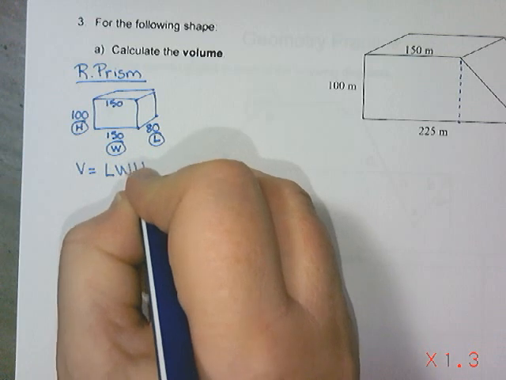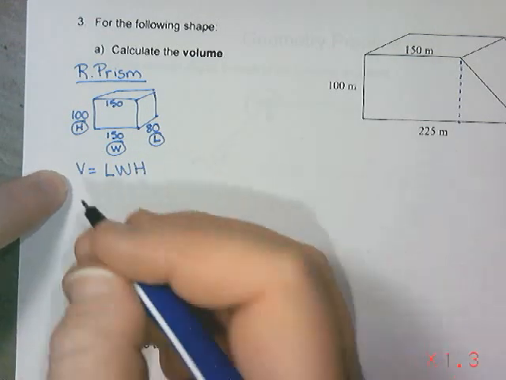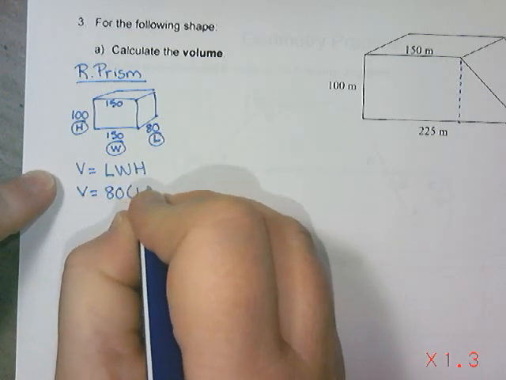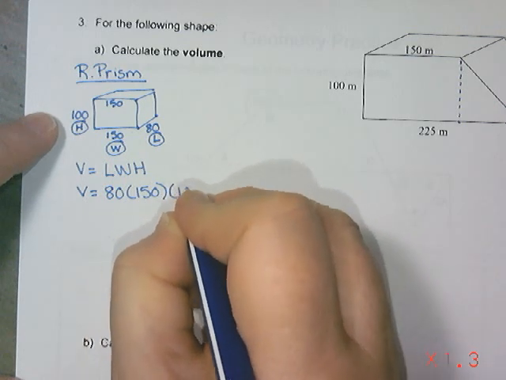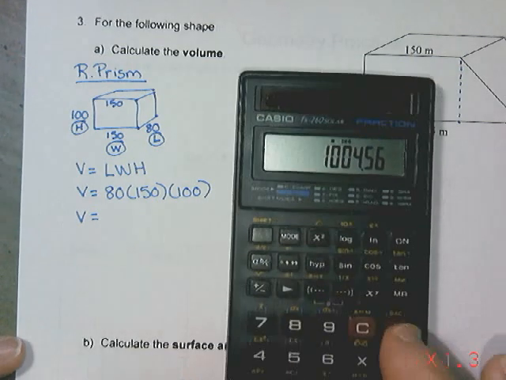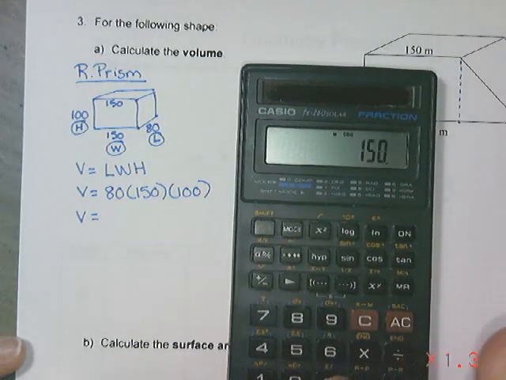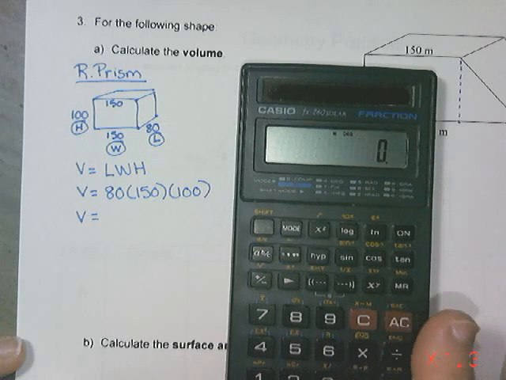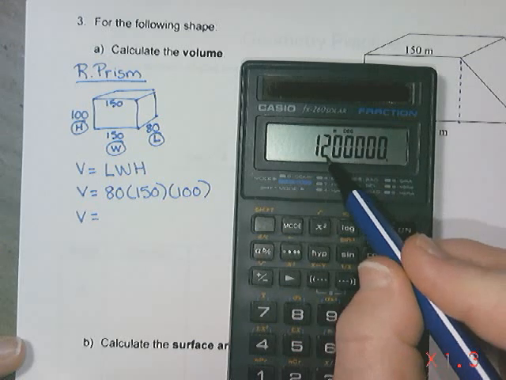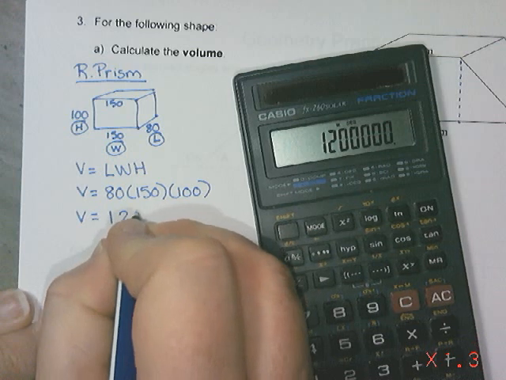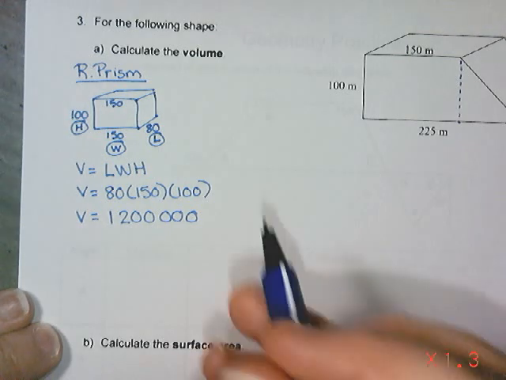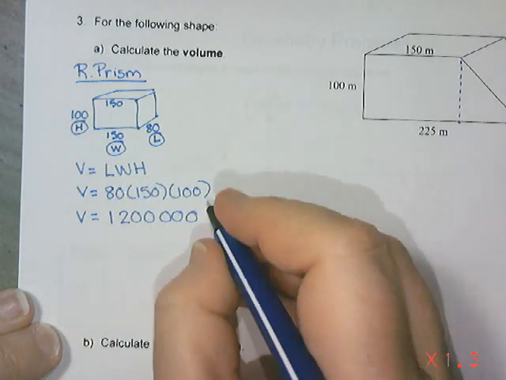You'll notice that I use uppercase versions of the letters because otherwise my L's look like ones. All right, the length, 80. The width, 150. The height, 100. So we are doing 80 times 150 times 100. I'll check that one more time. All right, so lots of zeros here. This is 1,200,000. And that would be, we did meters times meters times meters, so meters cubed.